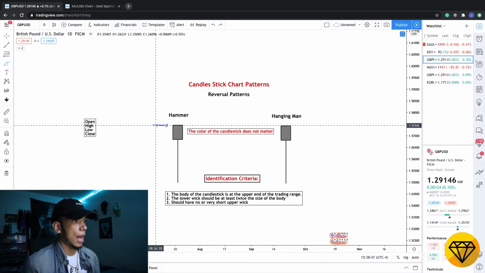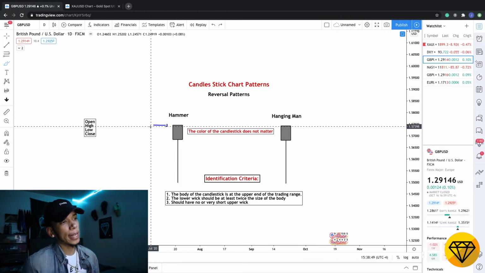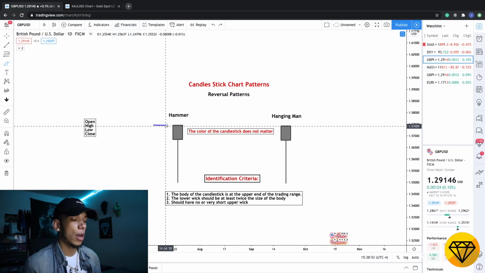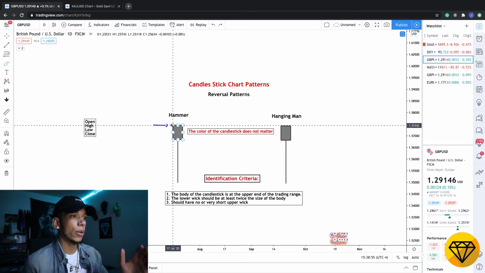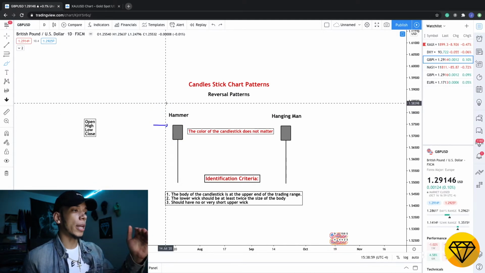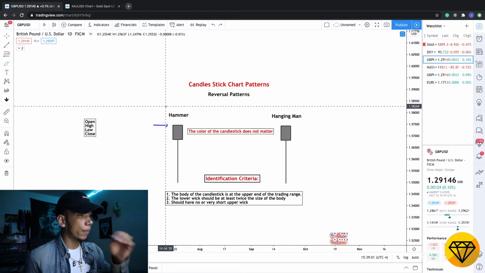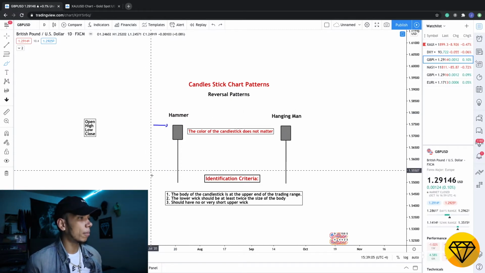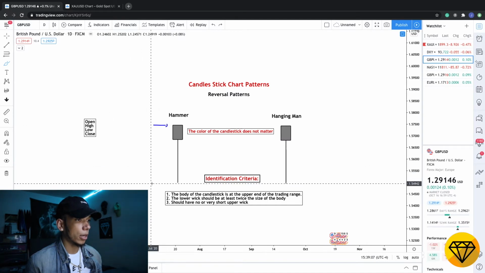Now, the next one is high. So we don't have a high per se. The open is the high because we don't have the candlestick going above the open. If it went above the open, we would have a high, but we don't. So what's next? A low. This would be your low. And let me make it a different color so that you guys are aware.